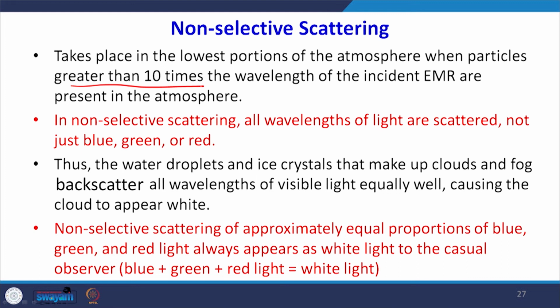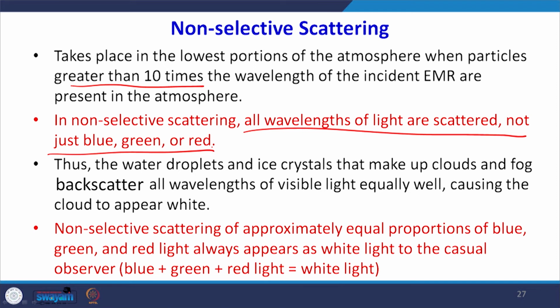So, if the particles, which are heavier and bigger in size, interact with electromagnetic radiation where the particle size is 10 times more than the wavelength, the scattering will be non-selective scattering. In fact, all wavelengths are scattered equally, and not just blue or green or red, as we have explained in the selective scattering part. So, here all wavelengths will be scattered uniformly, and that is why you have seen the horizontal line in the curve.